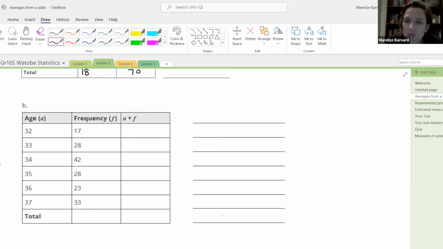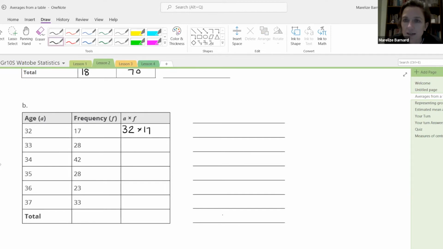We get the total number of years. That's what we get. 17. There are 17 people who are 32 years old. How old are they in total? That's what the A times F gives you. 32 times 17.